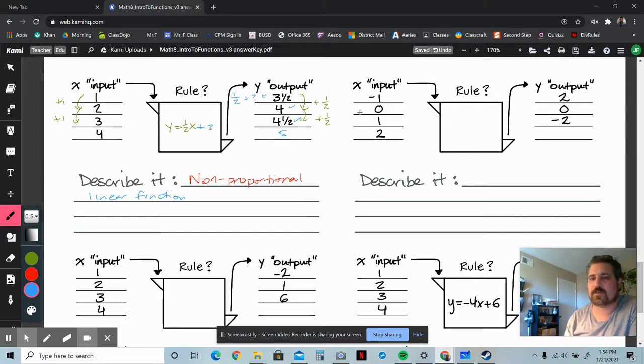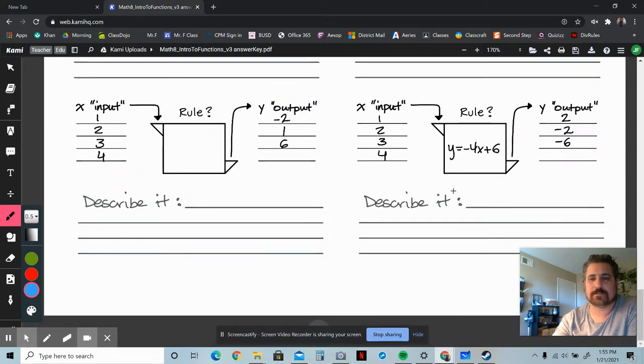Okay, taking a look at this one, you'd ask yourself, what could I multiply 1 by to get negative 2? 1 times negative 2 is negative 2, right? So if it's proportional, every input times negative 2 should be the output. Negative 1 times negative 2 is 2, that's true. 0 times negative 2 is 0, that's true. 1 times negative 2 is negative 2, that's true. So 2 times negative 2 would be the answer here, which is negative 4. And we know this is going to be just times by negative 2. So y equals negative 2x. This is an example of a proportional linear function. And that's a pretty easy one, right?